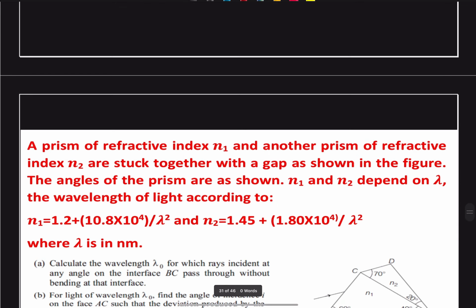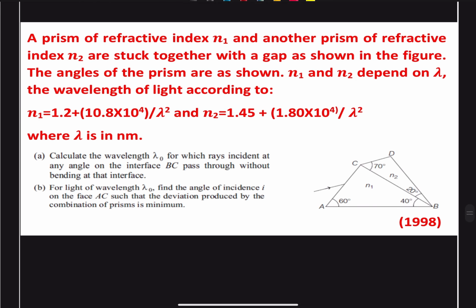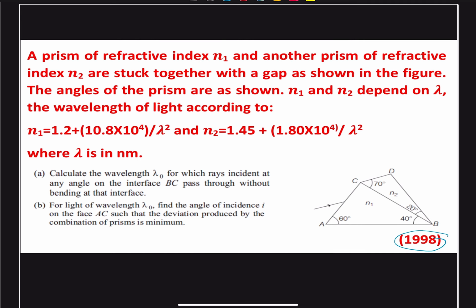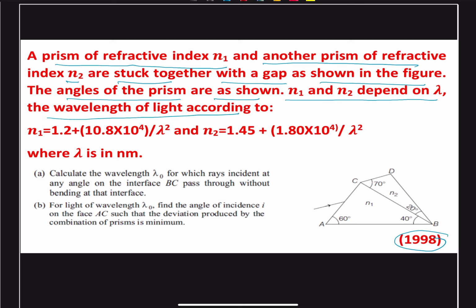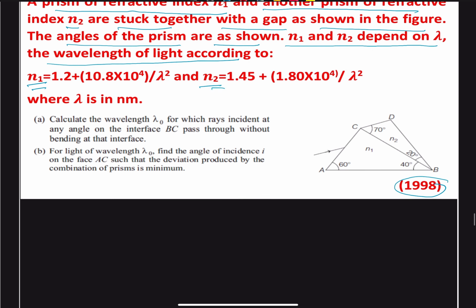We come to the next question, and it was also asked in the year 1998, and it states that a prism of refractive index n1 and another prism of refractive index n2 are stuck together with a gap as shown in the figure. The angles of the prisms are all shown. n1 and n2 depend upon lambda, the wavelength of light, according to two equations given separately for n1 as well as n2. Based on this, we have two questions.